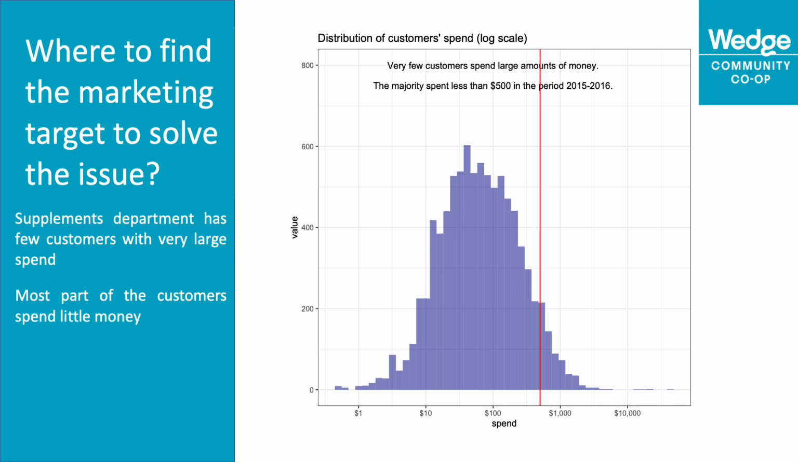This histogram of the spend in a log scale shows that we have very few customers with large amounts of spend, and the majority of the customers spend less than $500, which is the red line. In short, the supplements department has few customers with very large spend, and most of the customers spend very little money.